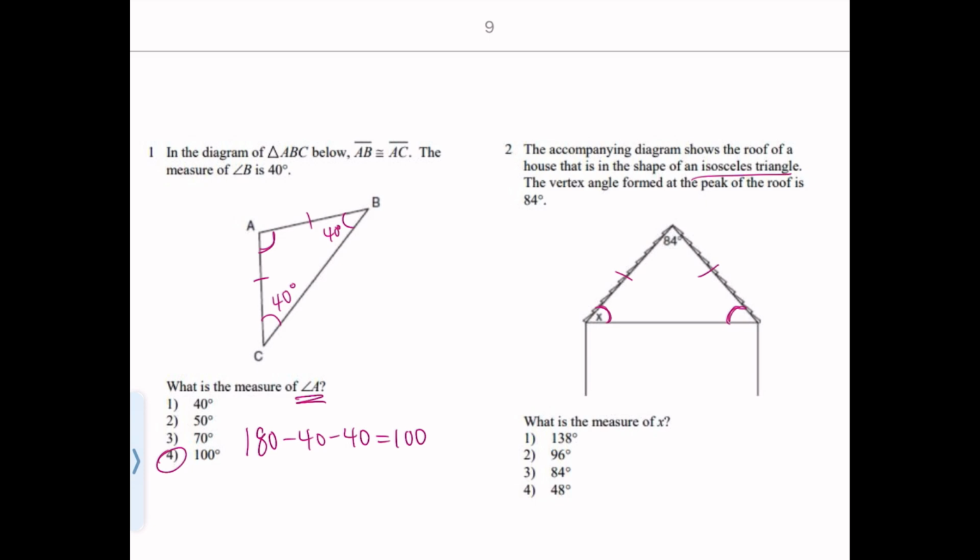To find angle x, we can do 180 minus 84, which is equal to 96. And 96 is the sum of angle x and the congruent angle over here. So we can just do 96 divided by 2 to find angle x, which is equal to 48. So 4 is the answer.